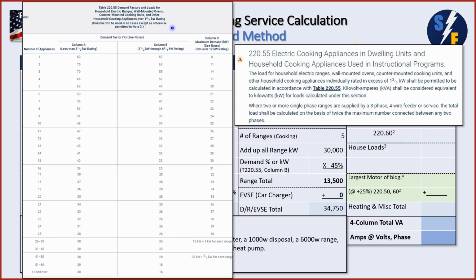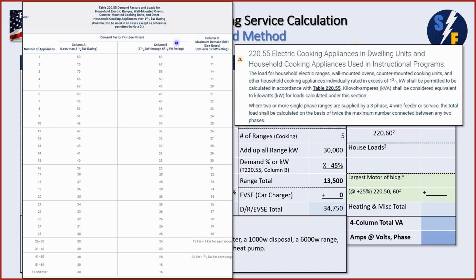Now, one note in the table heading, it says column C is to be used in all cases except as otherwise permitted in note 3. So it's telling you you're going to default to column C unless you're permitted to use column A or B. And note 3 tells you when you can and can't use A and B. And I'm not going to get into that in this video. That is in my range video.